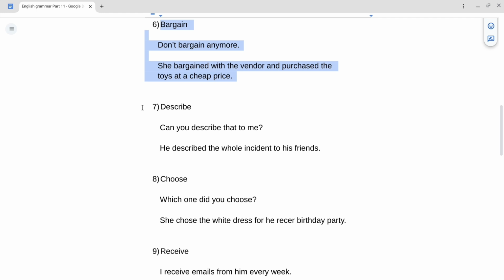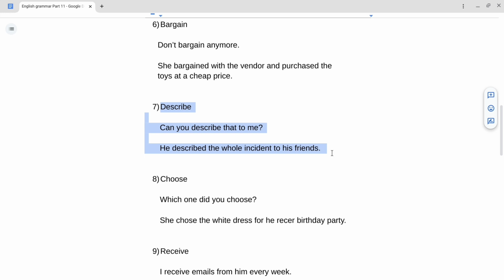So let's continue. The next word is describe. Do you know the meaning of describe? The related word is description. So you are explaining something, you are describing something. Got it? Can you describe that to me?